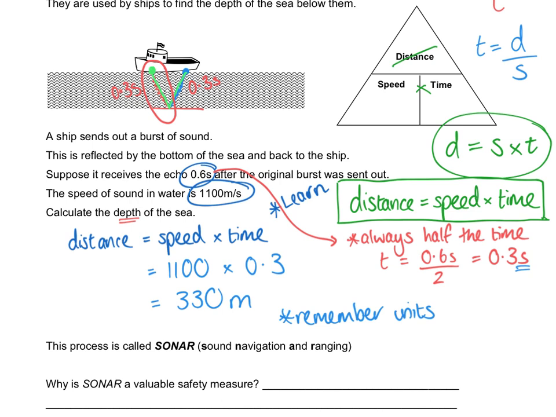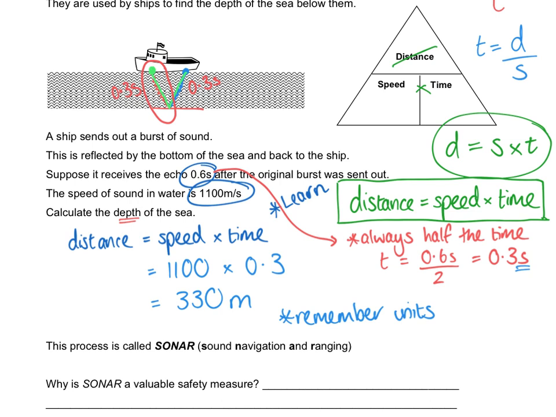Okay, so hopefully that makes sense. It's a simple equation: distance equals speed times time. The calculation is not that hard, but what you've got to remember is that we need to use half the time, not the whole time. And then just put it into our equation, and then remember to put the units at the end.